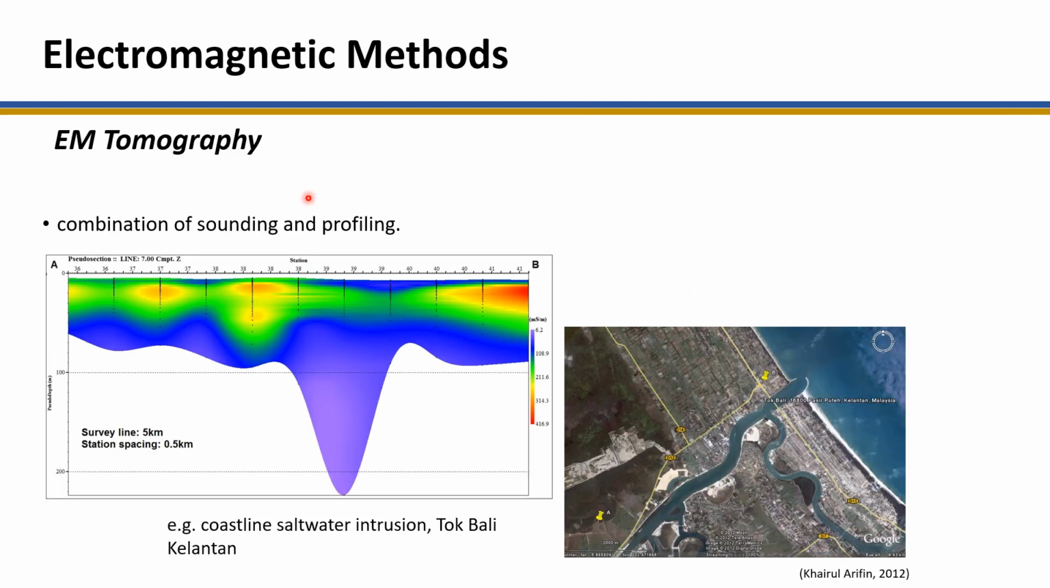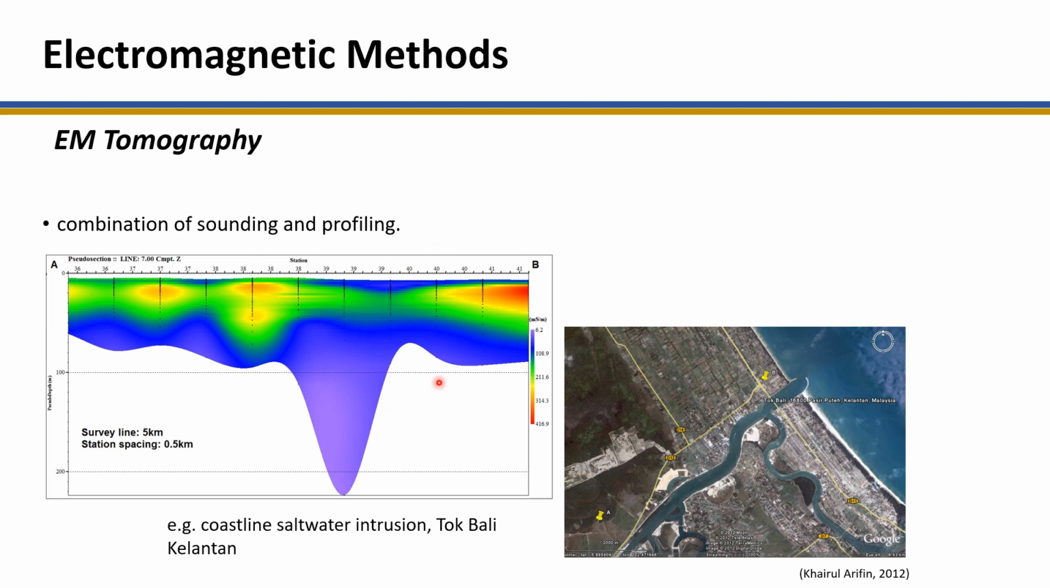Finally, the EM tomography is a survey combining sounding and profiling techniques to create a two-dimensional image of the electrical conductivity of the subsurface. The tomography image shows the electrical conductivity of the subsurface at different depths. The electrical conductivity is a measure of how well a material conducts electricity. Material with high electrical conductivity will allow the electromagnetic field to penetrate more deeply, while material with low electrical conductivity will attenuate the electromagnetic field more quickly.